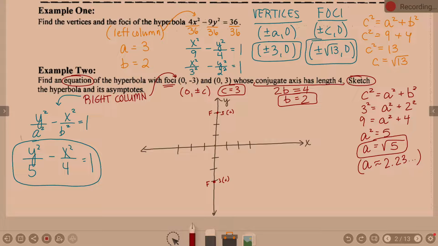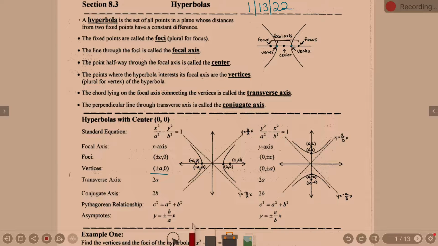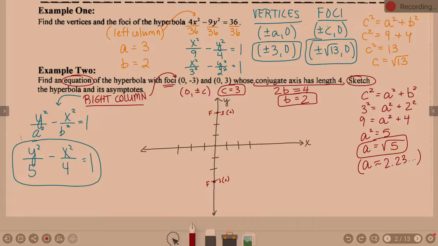Since C was 3, we count out up 3 and down 3. And keep in mind, we go up 3 and down 3 for the foci in this one because we decided this was a right column. If you go back and look at the picture, what's happening with a right column? With a right column, my hyperbolas are going to open up and down. Okay, now, those foci are points inside the curves.